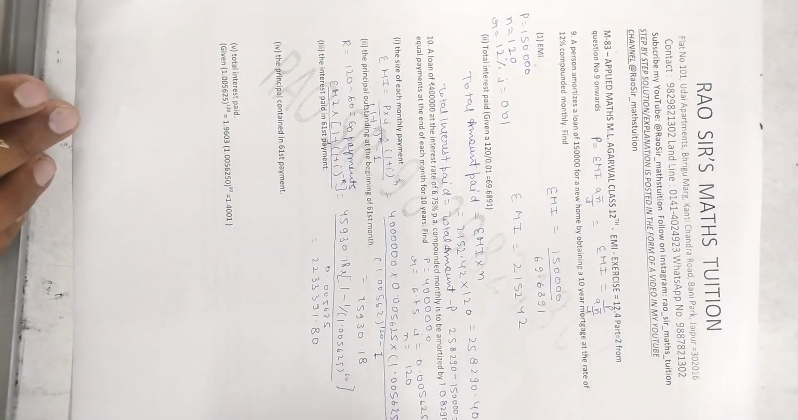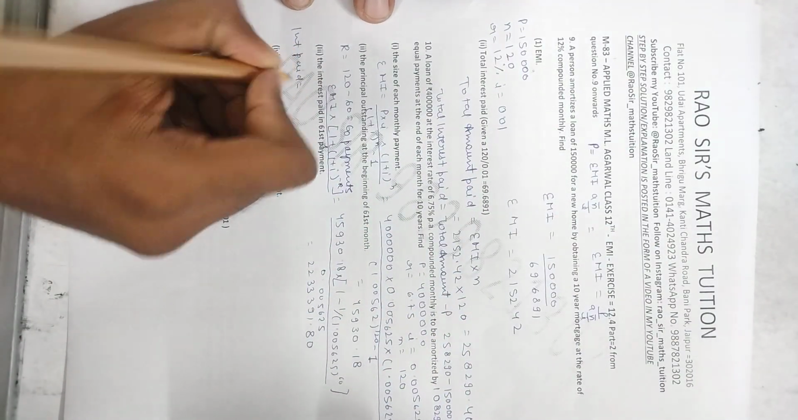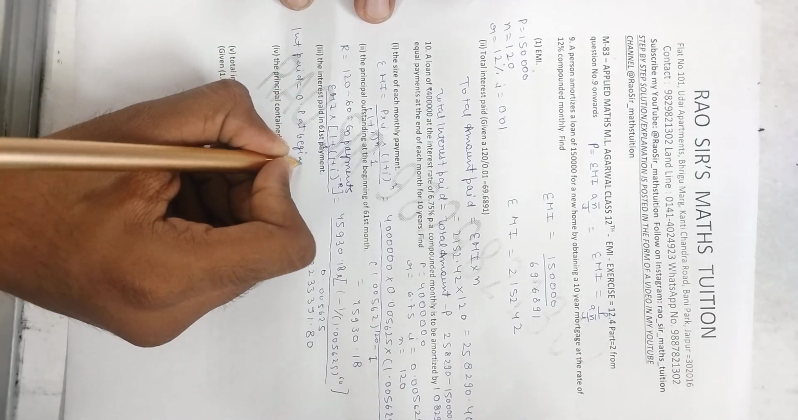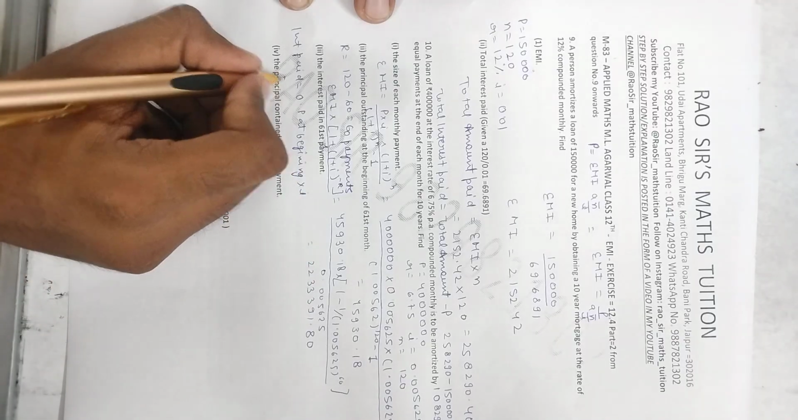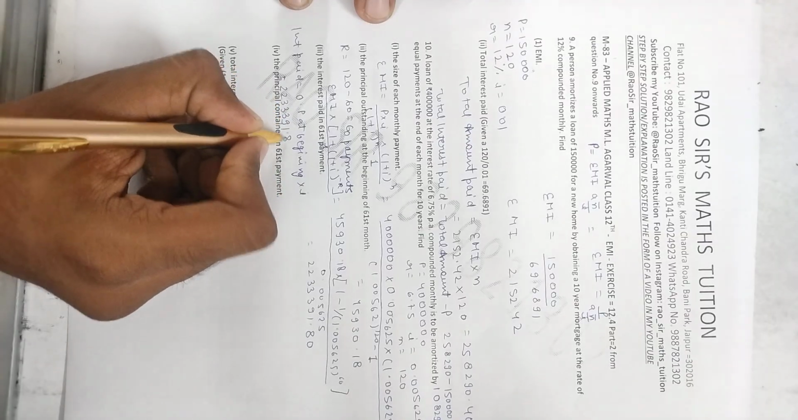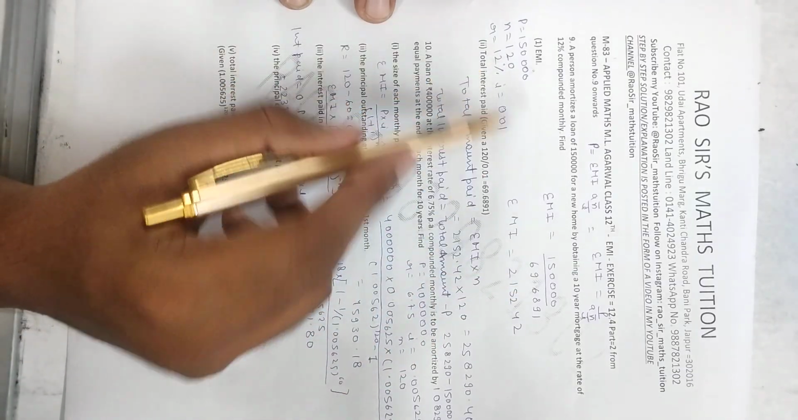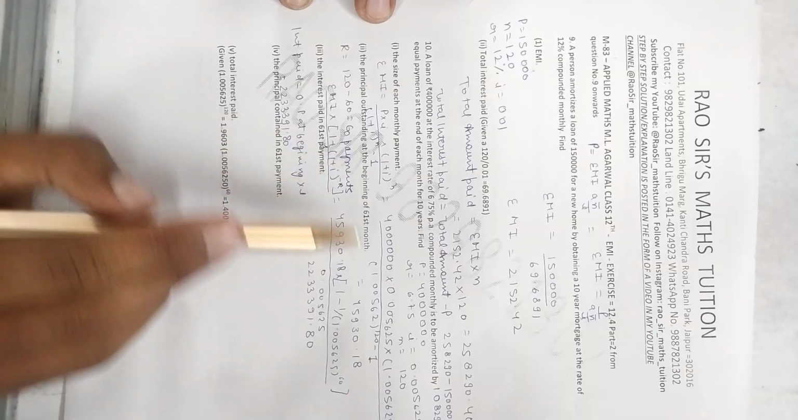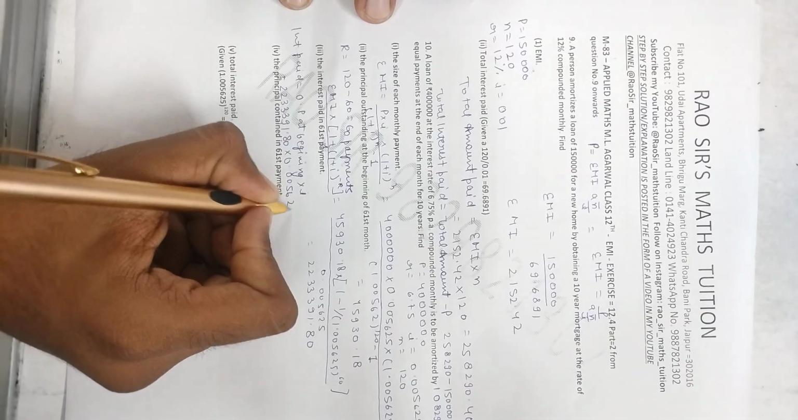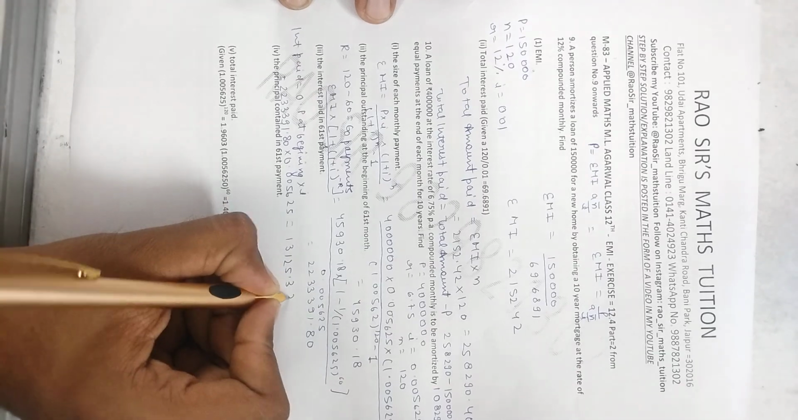Now we have to find the interest. So the formula is interest paid is equal to outstanding payment at beginning into I. So outstanding payment is this, and I is 0.005625, which gives the answer 13,125.33.